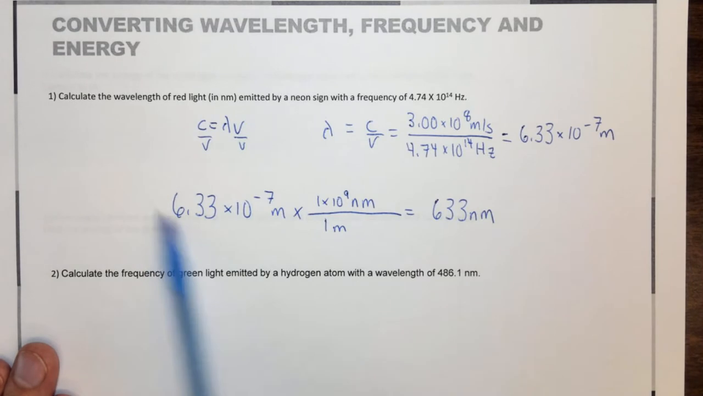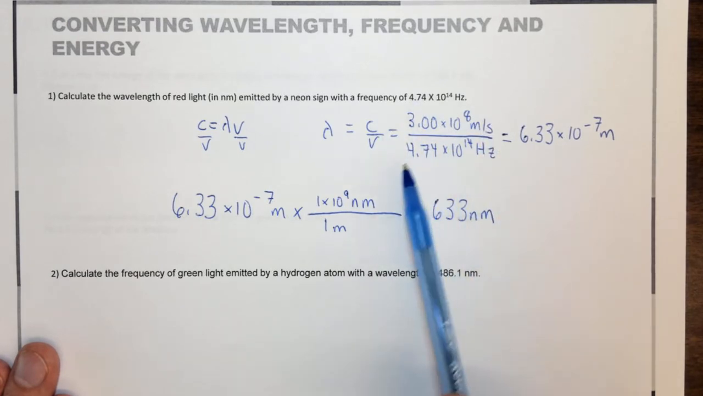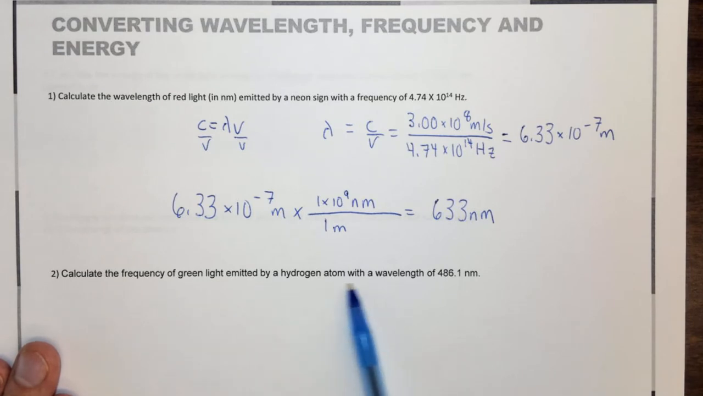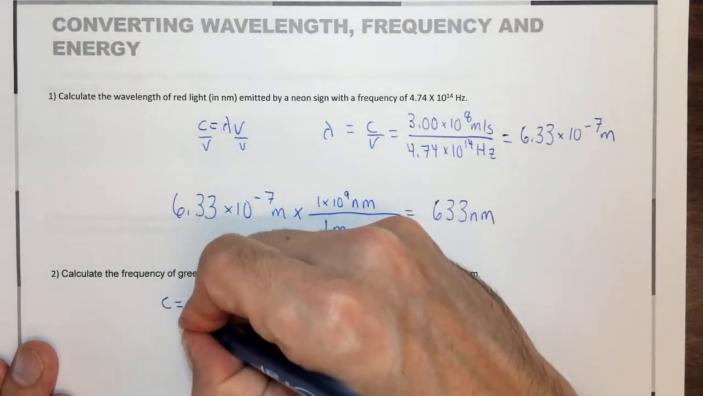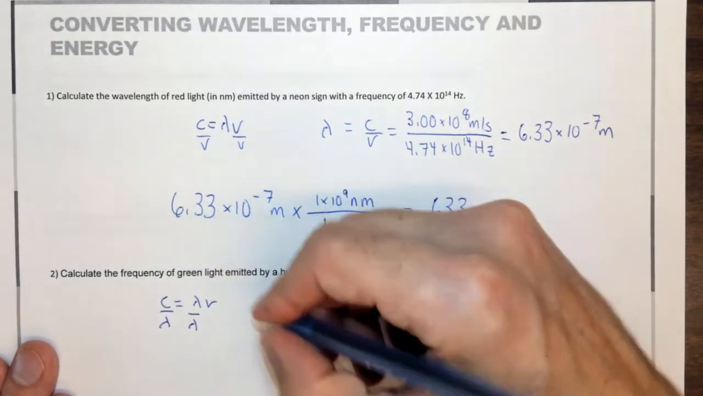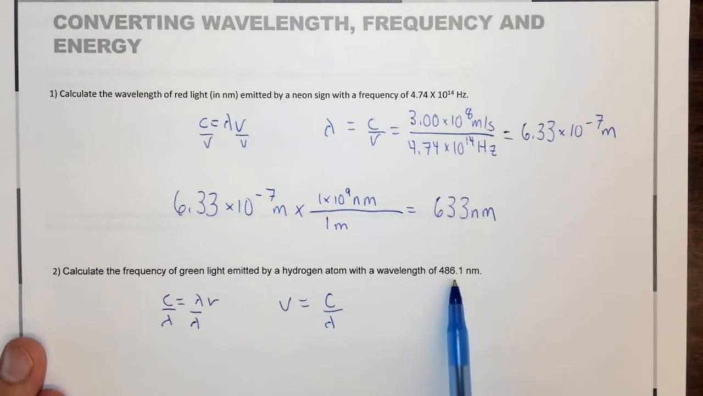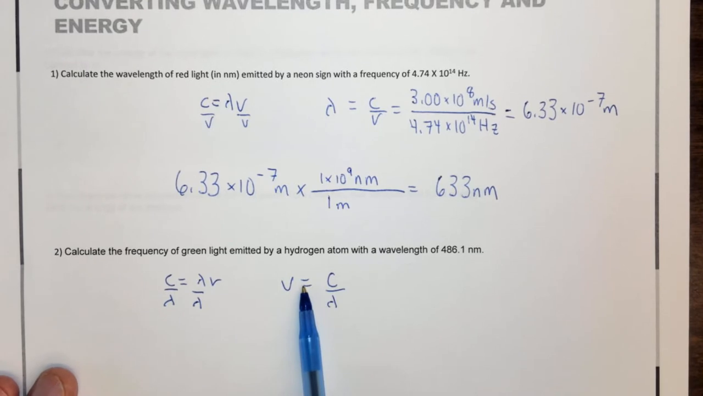So this is how we can calculate the wavelength of light based on its frequency, because they're related by a constant. Here we're asked to do the opposite. Calculate the frequency of green light emitted by a hydrogen atom with a wavelength of 486.1 nanometers. We need the same exact equation, c equals lambda nu, except this time we're solving for nu, so we divide by lambda. Nu equals c over lambda. However, the wavelength is given in nanometers. In order to plug into this, we need a wavelength in meters.